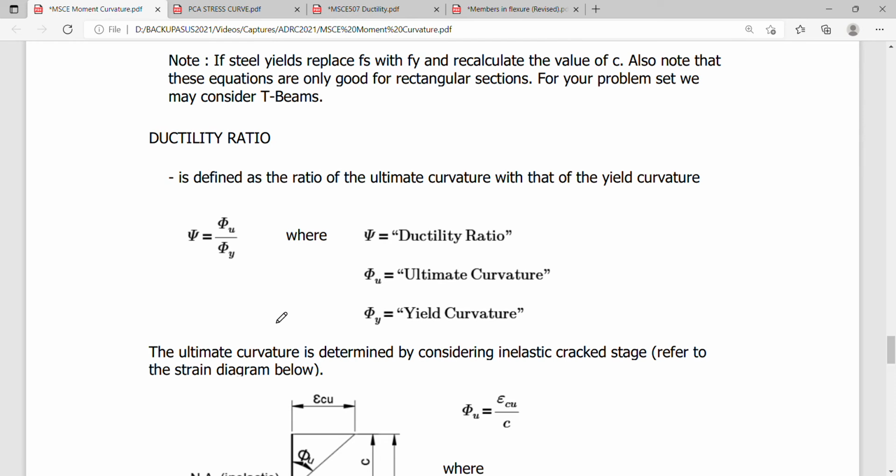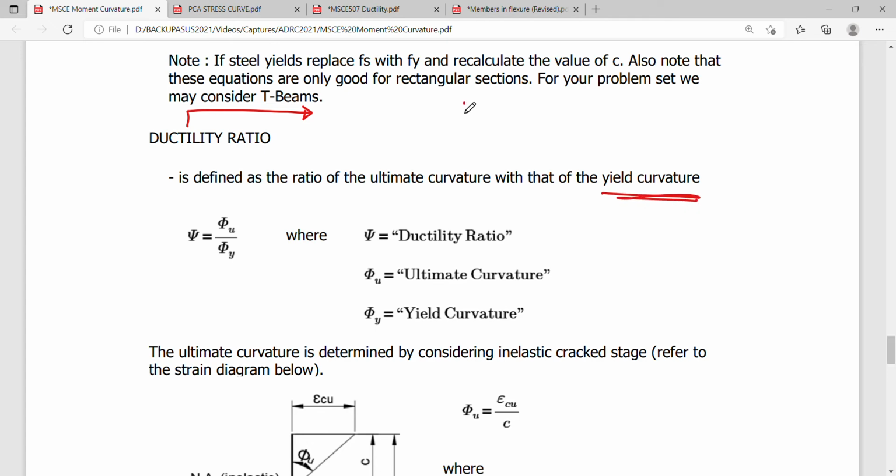So let's go now to ductility ratio. So what is now a ductility ratio? It's an extension of the ductility concept, and it's a parameter that defines to us the ratio of the ultimate curvature with that of the yield curvature. So the ductility ratio is just a measure of how ductile your flexural member is. So it's a measure of your expected ductility, which is basically the amount of curvature that is expected after the yield. Okay.